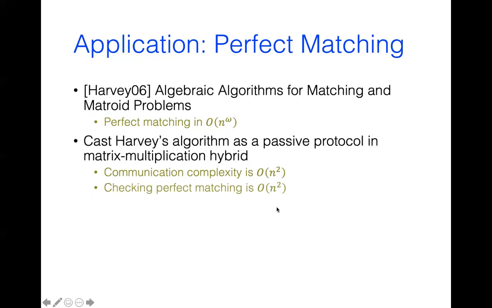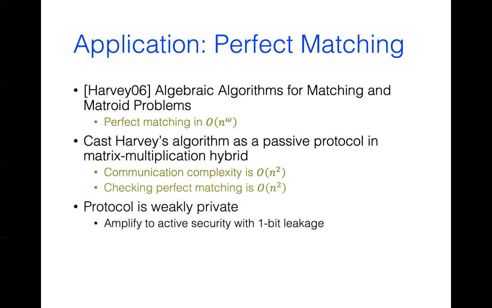So the passive protocol is order n squared, and checking perfect matching is order n squared. Applying this paradigm, we get an actively secure protocol for perfect matching with communication complexity order n squared, with one bit of leakage. It doesn't quite fall under the paradigm of constant overhead from before, but this idea of combining a passive protocol with a checker gives us a concretely efficient protocol for perfect matching. This protocol is weakly private. We can amplify it with one bit of leakage because we can check the perfect matching at the end of the passive protocol.